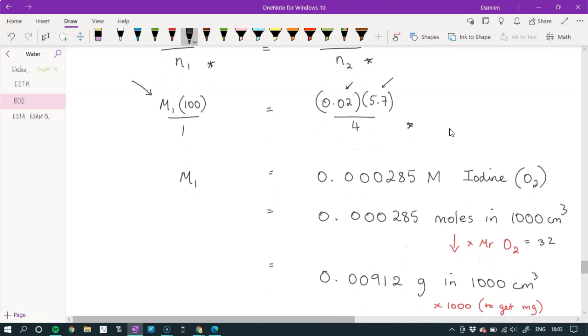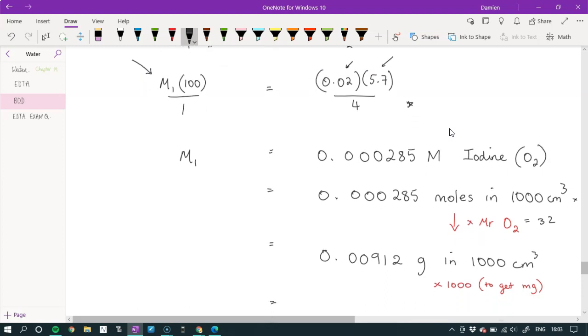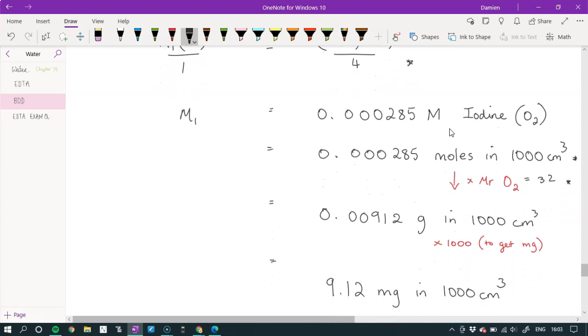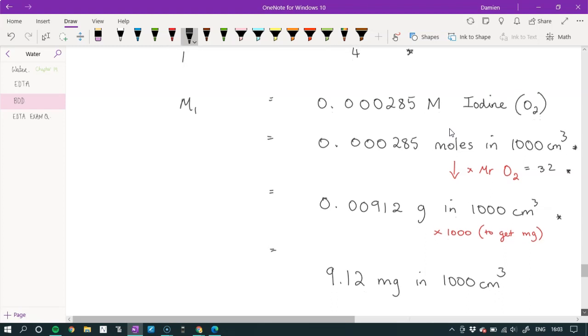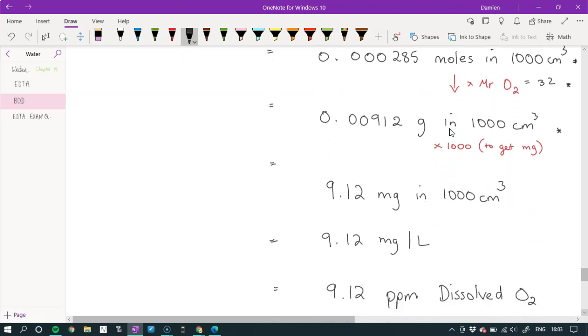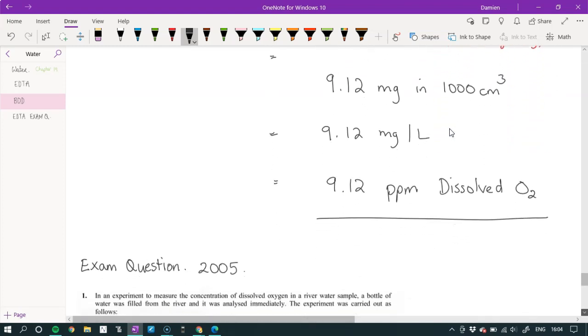So we can change that from molar into moles in 1000 cm cubed, and we need this in parts per million. So we have it in moles per 1000 cm cubed, so we multiply next by the molecular mass of oxygen, which is 32 because it's O2, and that gets us 0.00912 grams in 1000 cm cubed. But we need milligrams in 1000 cm cubed, so you just multiply by 1000. And that gives us 9.12 milligrams in 1000 cm cubed. And you can convert that straight away to 9.12 parts per million dissolved oxygen. So that's the basic layout of a question.